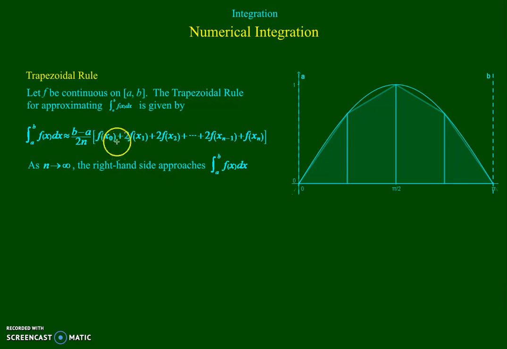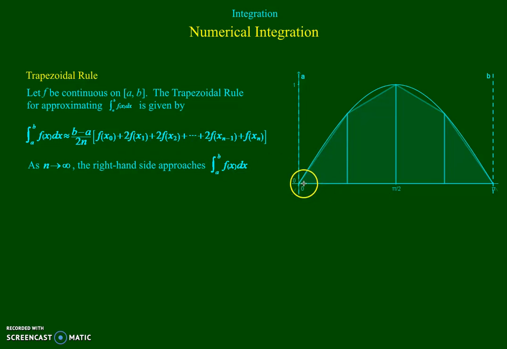The second thing to note is that every term beyond the first and before the last has a coefficient of 2. So your first and last terms have no coefficient, and all the intermediate terms do have a coefficient of 2. It's as simple as evaluating your function at that x sub 0 value, adding it to 2 times the function evaluated at x sub 1, and so on to the end. And this will provide you an approximate area.